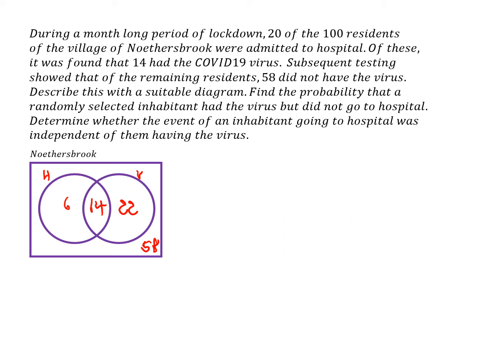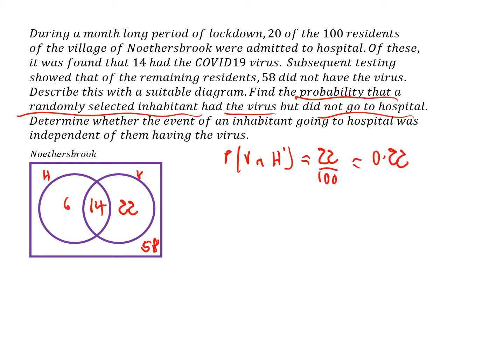So what we're asked to do is to find the probability that an inhabitant had the virus but didn't go to the hospital. So this is the probability of virus and not hospital, and that is 22 out of 100, which is 0.22 in decimal.